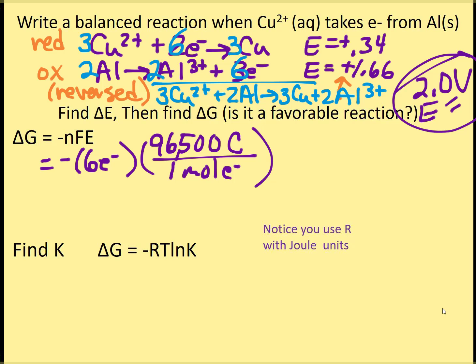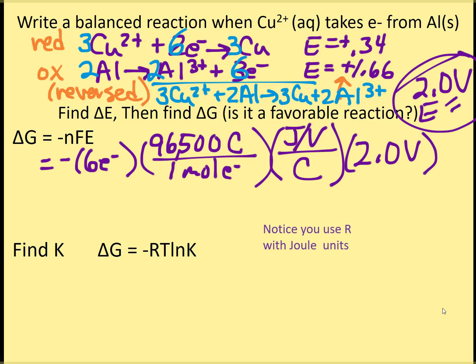And so to cancel out units between coulombs and volts, I'm going to use this, and it's joules per volt per coulomb. And that is from the data sheet. And then I put in my volts, so 2 volts. And so you're going to see that everything will cancel. So I get my volts canceling, my coulombs canceling, my moles canceling, and I should have written moles of electrons here. And so then my units is going to be in joules.